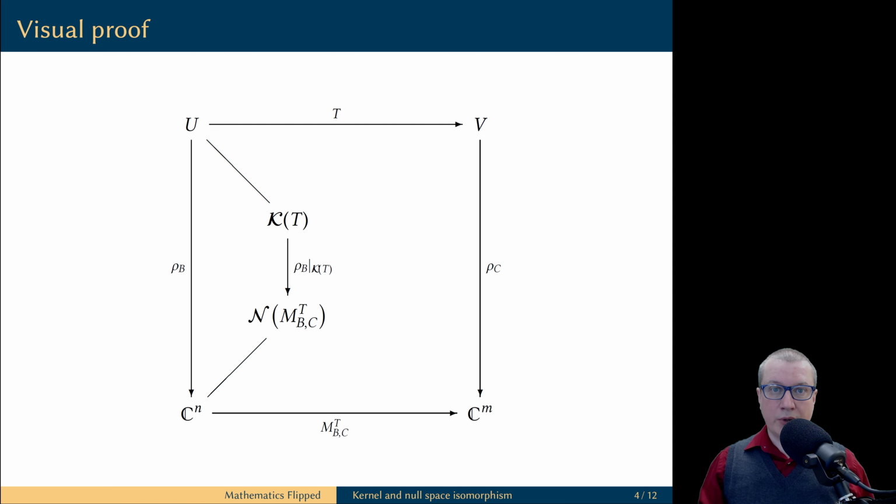The big outer square describes the fundamental theorem of matrix representation that we discussed in the last video. Notice this vector representation isomorphism rho B that goes from the vector space U down to Cn. Also, the kernel of T is a subspace of U, and the null space of the matrix representation is a subspace of Cn. To establish an isomorphism between these two subspaces, we will consider the restriction of rho B to the subspace kernel of T.